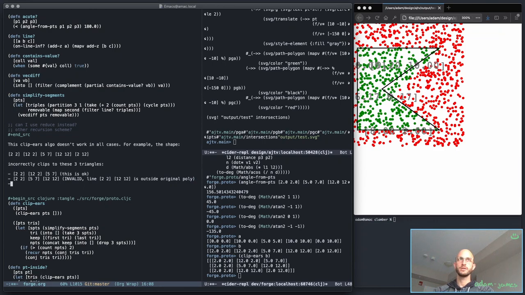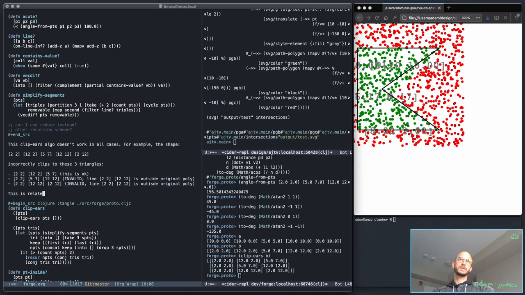Yeah, and then here, this is also invalid. This third triangle, (2, 2), (12, 12), (2, 12): invalid. Line (2, 2) to (2, 12) is outside the original polygon. Yep, there we go. So that's wrong.